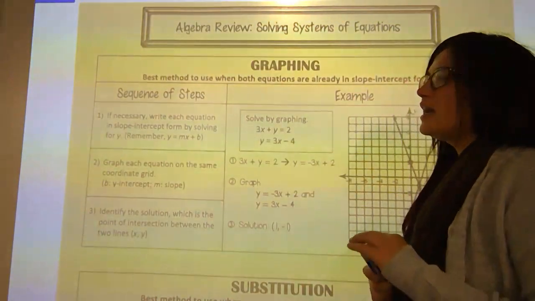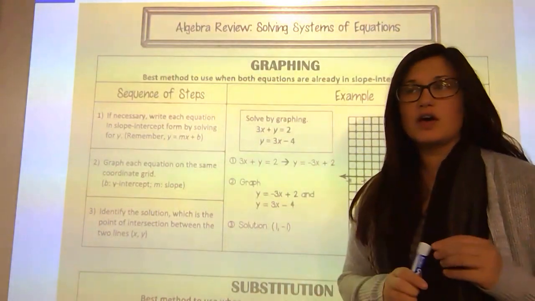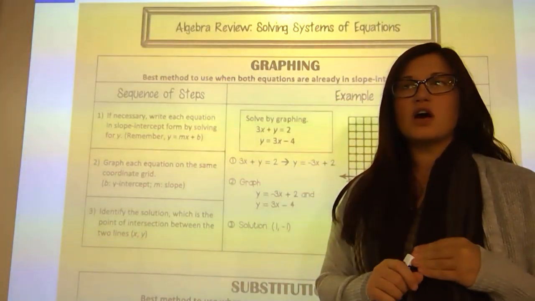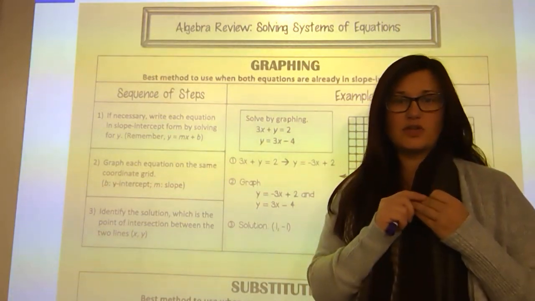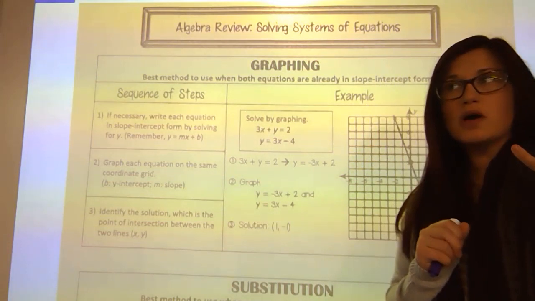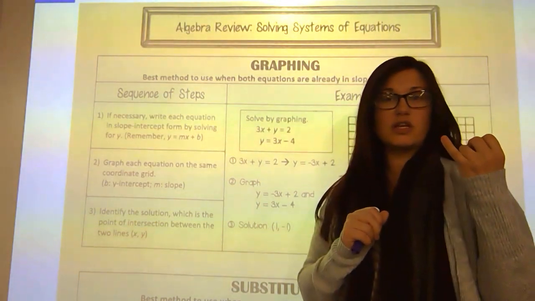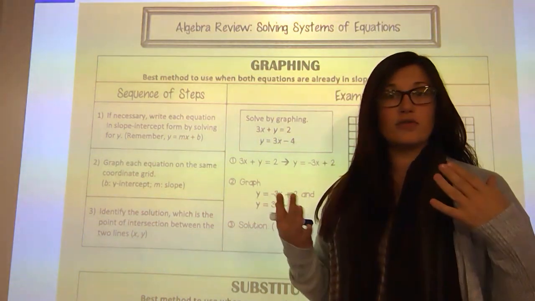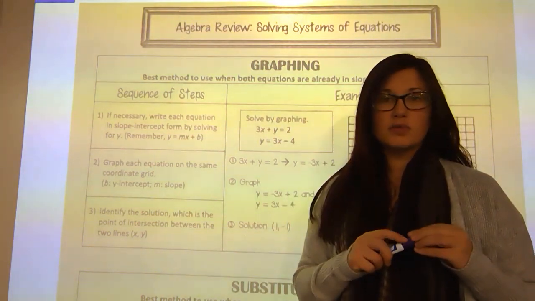Okay, so today we're going to do a review of solving systems of linear equations. And we talked about three different methods to being able to do that. We explored graphing, and then we did two algebraic methods, which included substitution and elimination. So today I want us to review those, okay? Make sure that we're comfortable with all those.